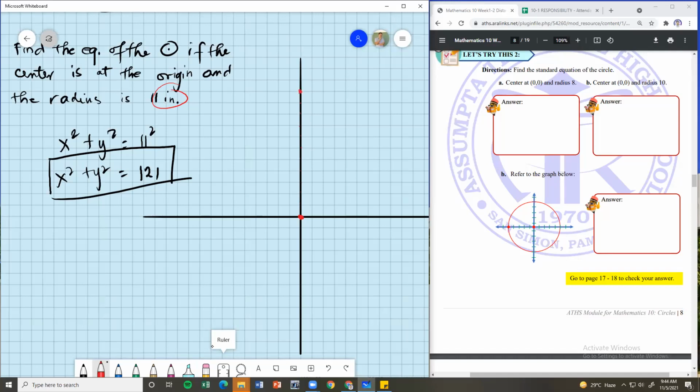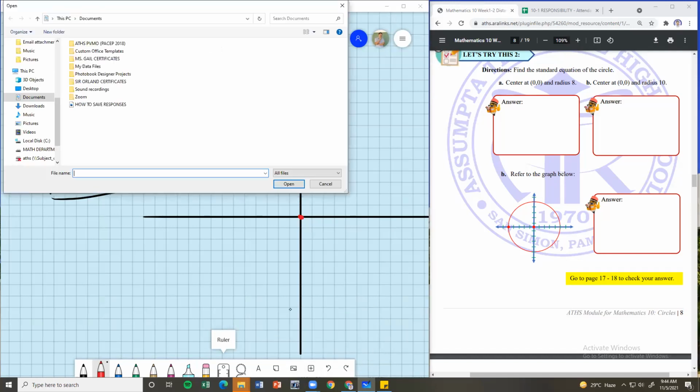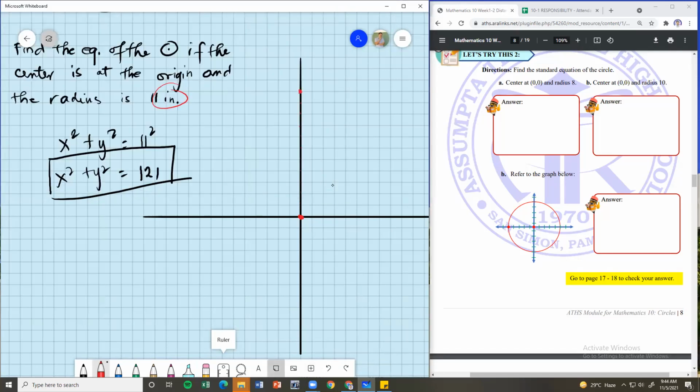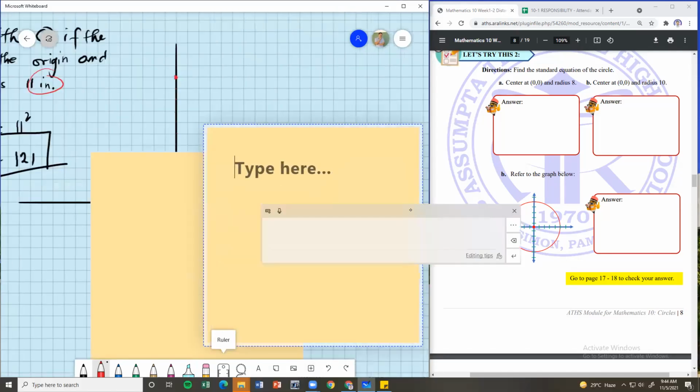In here, meron ba akong pang ano dito? Pangbilog. Circle. Ay, wala ako dito. Paano ba maglagay ng circle? Ay, walang circle to. Bad trip.